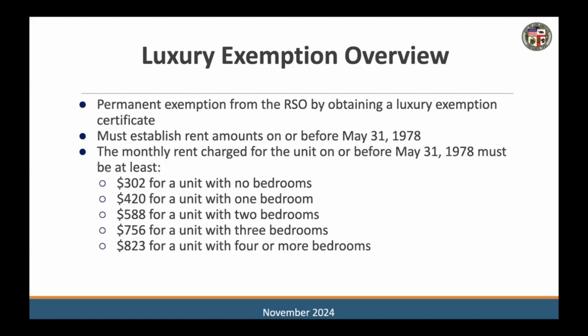The landlord must establish that the rent amounts are on or before May 31st of 1978. The monthly rent charged for the unit on or before May 31st, 1978 must be at least $302 for a unit with no bedrooms, $420 for a unit with one bedroom, $588 for a unit with two bedrooms, $756 for a unit with three bedrooms, and lastly, $823 for a unit with four or more bedrooms.